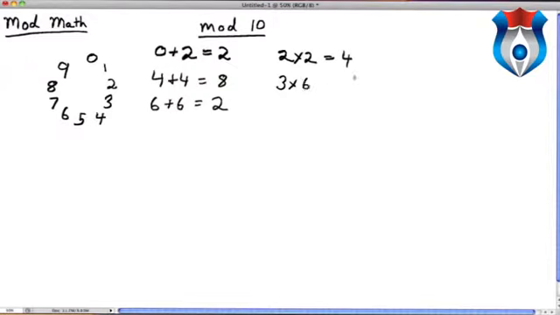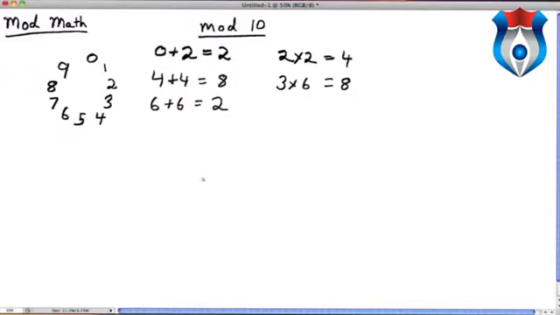So 3 times 6 is adding 6 to itself 3 times, or 3 to itself 6 times. And then we get 6, 6, 6, 8. So this is how multiplication works in Mod 10.